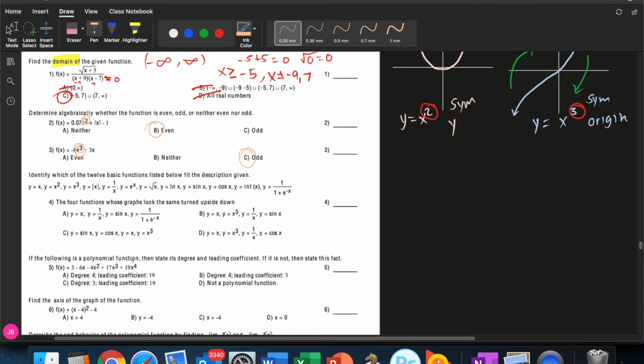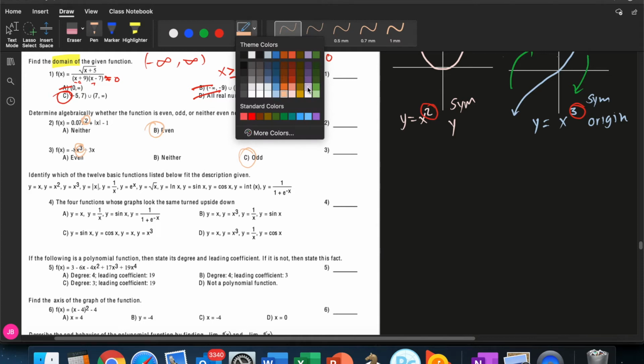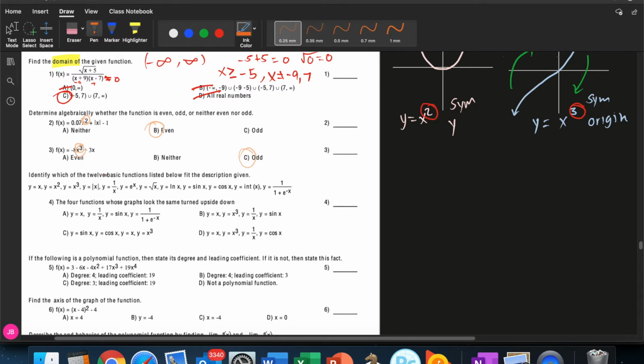Number 4 asks a very similar question. It's not the exact same question, but it's still asking a question with the same ideas. Number 4 is basically giving you the 12 basic functions, and it's asking which four functions look the same when they are turned upside down. In other words, you're looking for the odd functions. So we need to figure out which one of these functions are odd.